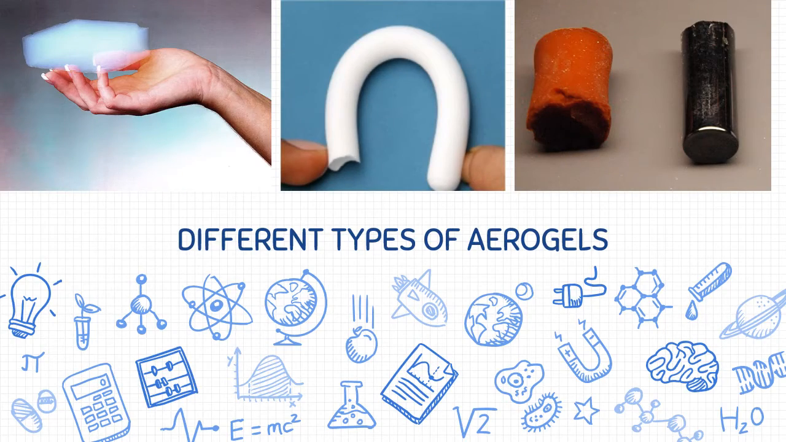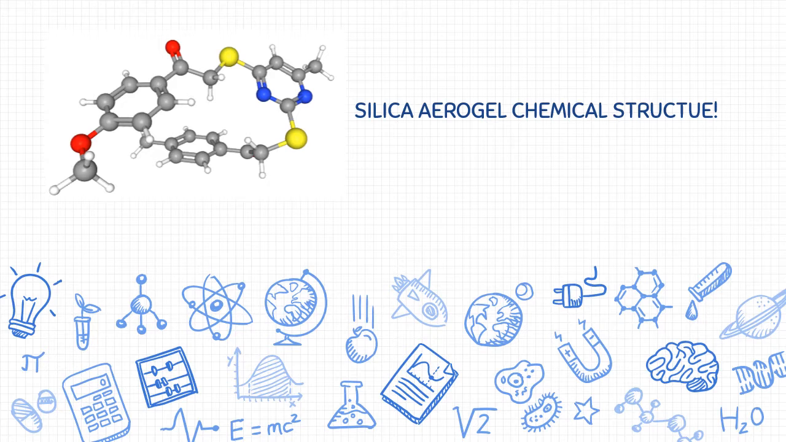Keep in mind, aerogel is not a single material with a fixed chemical formula. Rather, the term is used to group all materials with a similar geometric structure that makes them aerogels. Now, let us take silica aerogel as an example to understand the structure of aerogels.